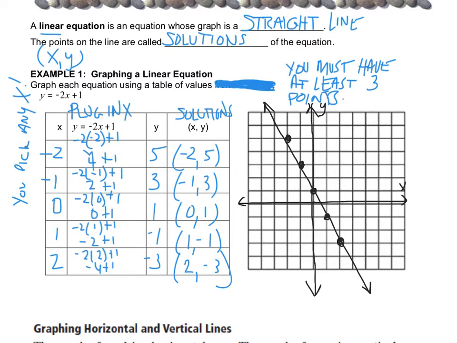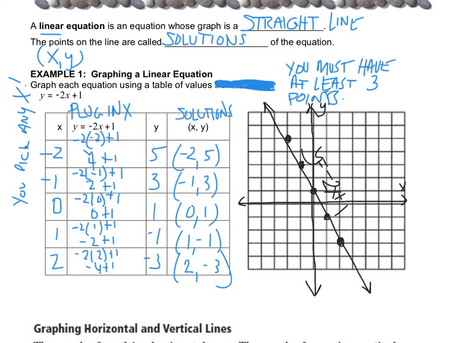And then the last thing I want to do, to show everybody what my graph looks like, is write the equation as a label on my graph. So I'm going to write y equals negative 2x plus 1 to show everybody that is the graph of that equation. So a couple of quick things that I want you to really think about.